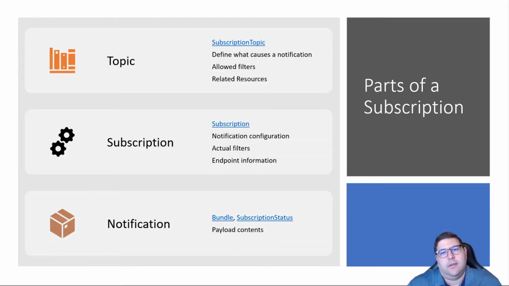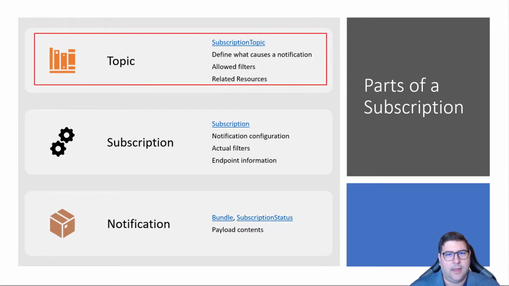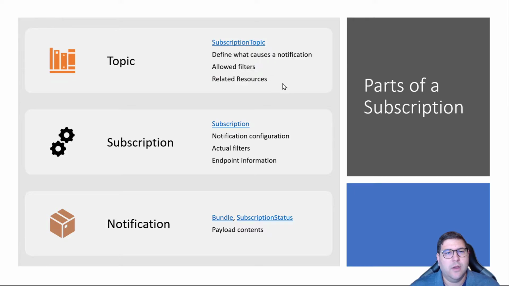What does that give us? Well, that means when we talk about a subscription, we're really talking about three parts. The first one is the topic. So that's the subscription topic resource. It defines what causes the notification. It sets up what filters are allowed, what types of related resources you would be finding, all those kinds of things that particularly a server needs to know to implement, and then a client needs to know to discover which topic they're interested in.